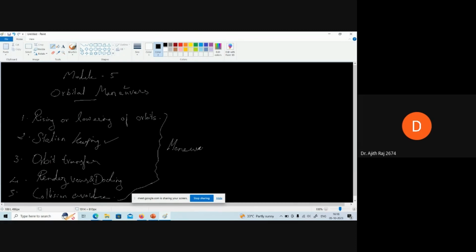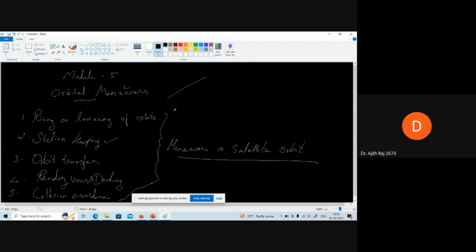maneuver a satellite orbit, right? So these are the few scenarios. Now let us talk about two maneuvers again, as per the syllabus. So basically, you understood what maneuvering is and what the different scenarios are. These are not maneuvering; these are the scenarios where we do maneuvering.